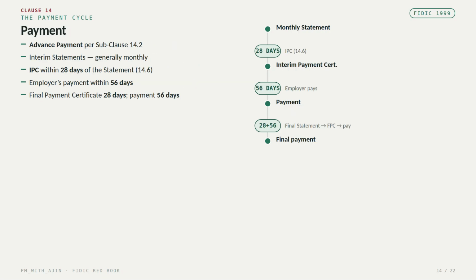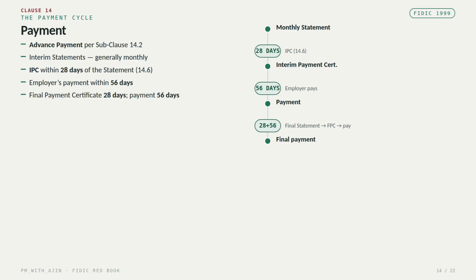Clause 14 is one of the most important clauses for commercial management. Let's look at the payment cycle. The advance payment is subject to the contractual requirements and the period stated in Subclause 14.2. The contractor then submits interim statements, generally at the end of each month, and the engineer reviews the statement and supporting documents. Under Subclause 14.6, the interim payment certificate is generally issued within 28 days after receiving the relevant statement.